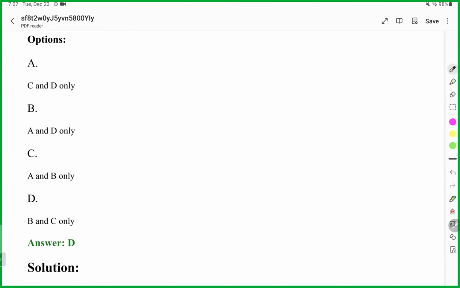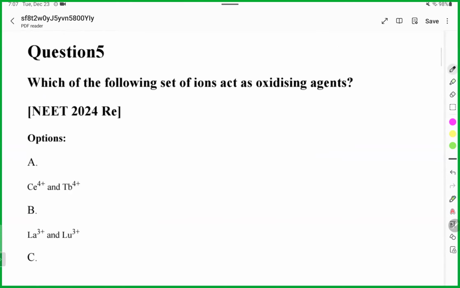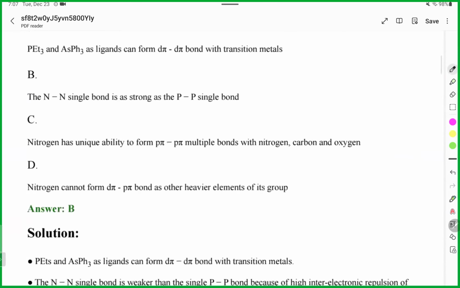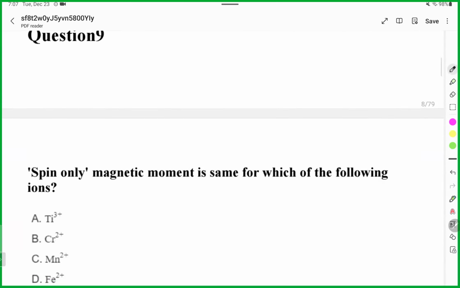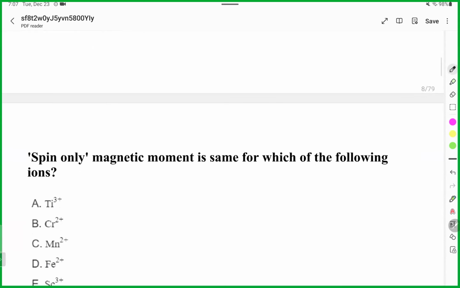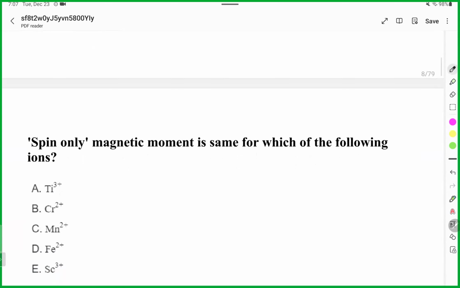No, sir. I have seen many questions here. Magnetic moment, magnetic moment. See, spin only magnetic moment is the same for which of the following? Tell your answer A, B, C, D like this.